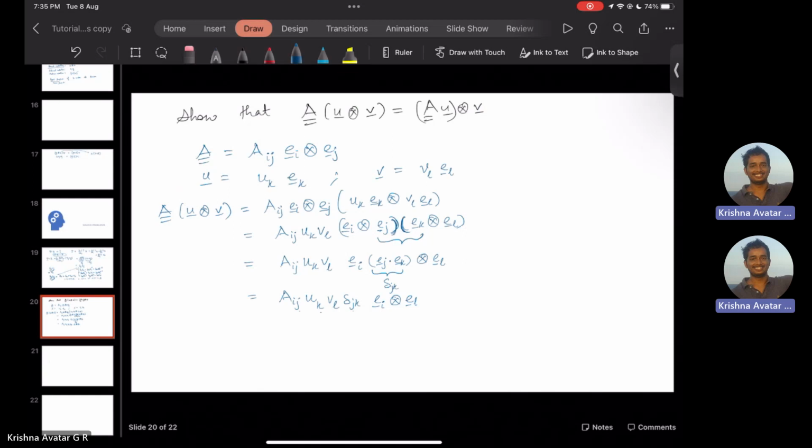So what we'll do here is, let's take these two terms. In this case, k is being repeated, right? So what this delta operator will do is substitute k with j. So this becomes a_ij u_j v_l e_i cross e_l.